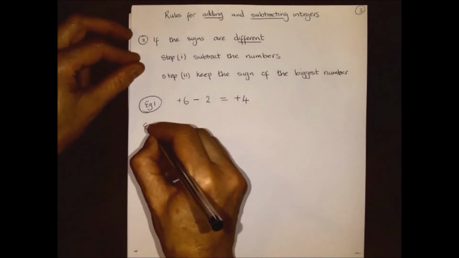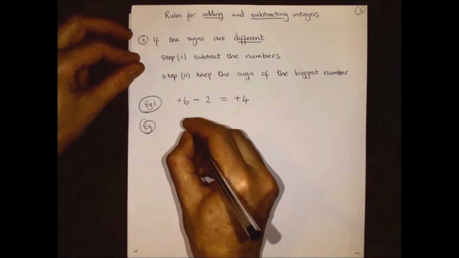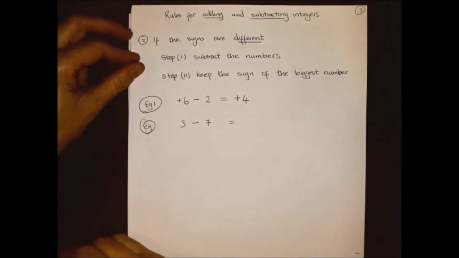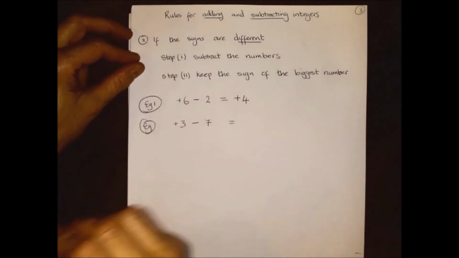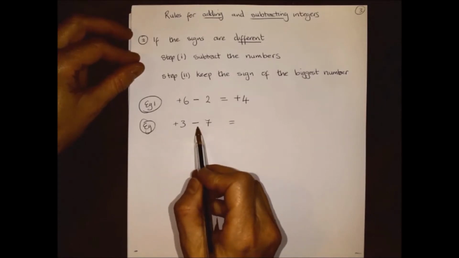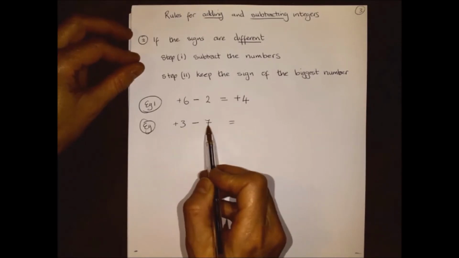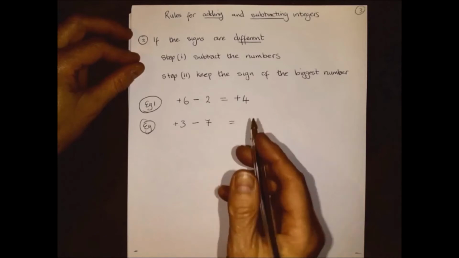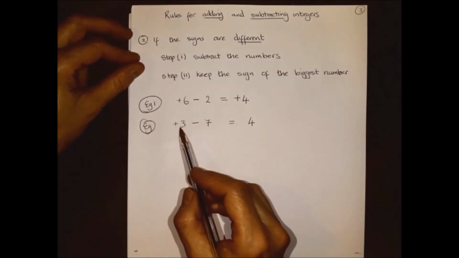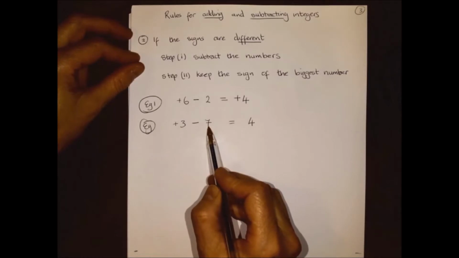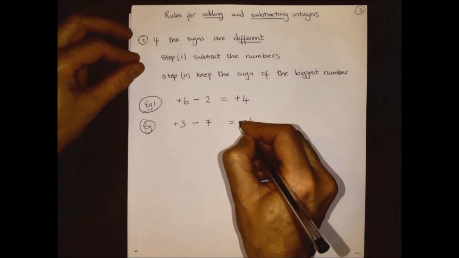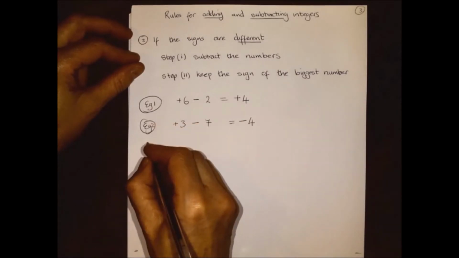Another example. 3 -7. That's the same as a +3 -7. So again, the signs are different, so we subtract the numbers. 7 take away 3 is 4. And we choose the sign of the biggest number. Well, it's not 3. The biggest number is 7, and its sign is negative, so it's -4. That was example 2.